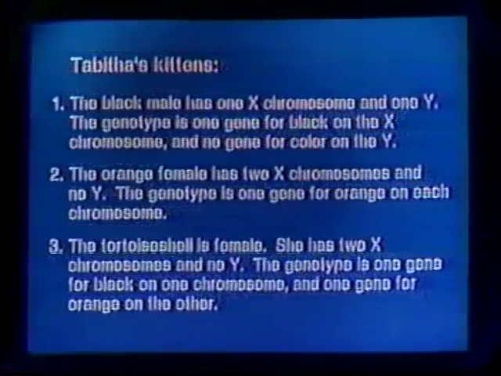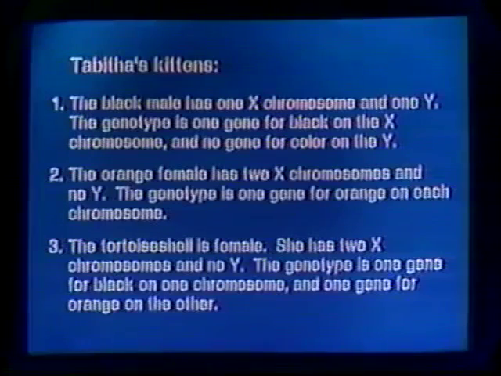Here are the answers to the preceding exercise concerning Tabitha's kittens. 1. The black male has one X chromosome and one Y. The genotype is one gene for black on the X chromosome and no gene for color on the Y. 2. The orange female has two X chromosomes and no Y. The genotype is one gene for orange on each chromosome.